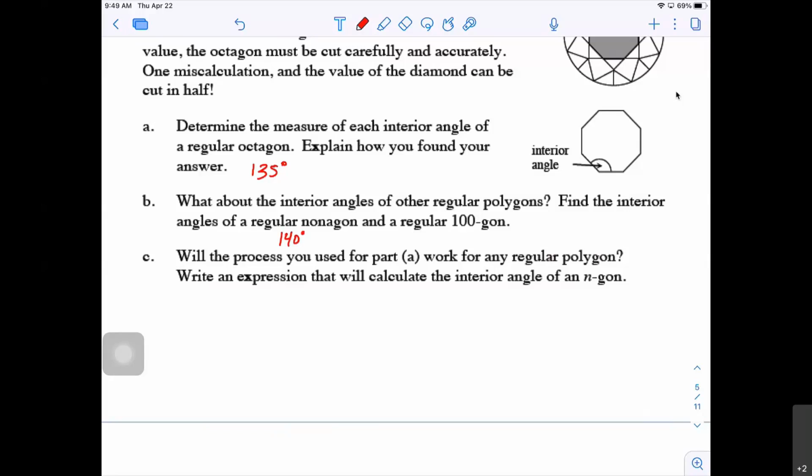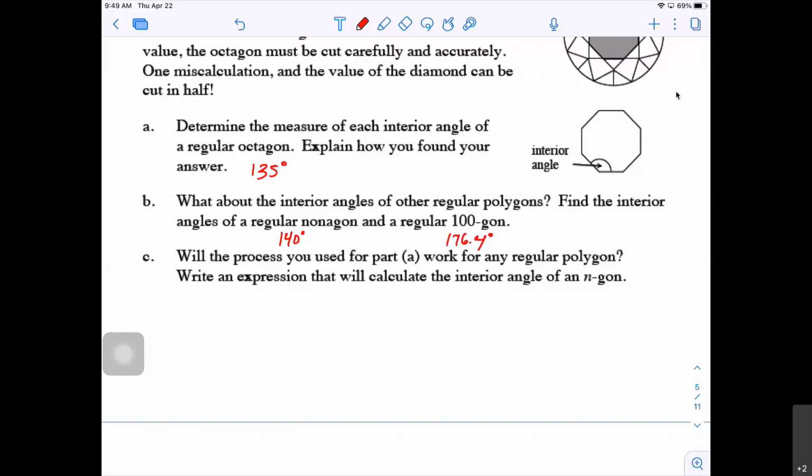Okay. How about a 100-gon? Ready? 176.4. Yep. Should end up with 176.4. And I think I know the answer to this, but I'm going to ask it anyway. Do the same thing. Yep. Okay. So the process, all you're doing in this case is to go through, find the total, and then divide it equally amongst however many angles you have.